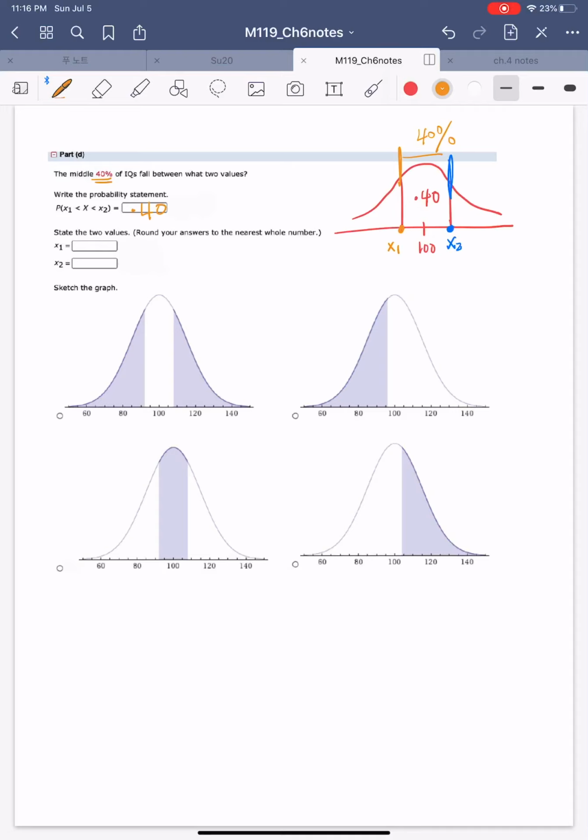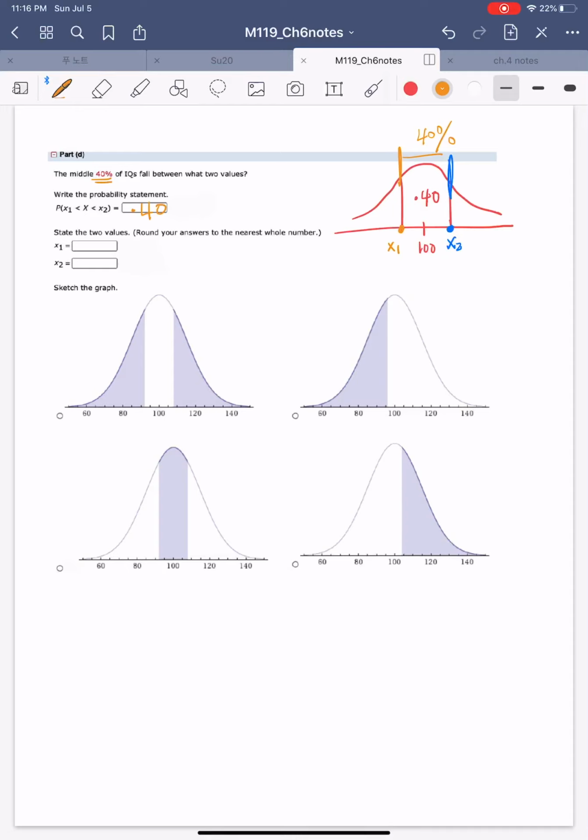Now, if you do not have a calculator that has a setting of x1 and then x2 with the center option, then you have to calculate these two separately. So I'm going to show you both. Let me do the one with the tail option, where you're going to get both answers at the same time.